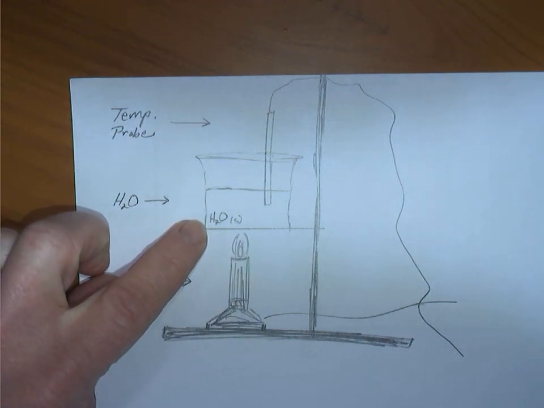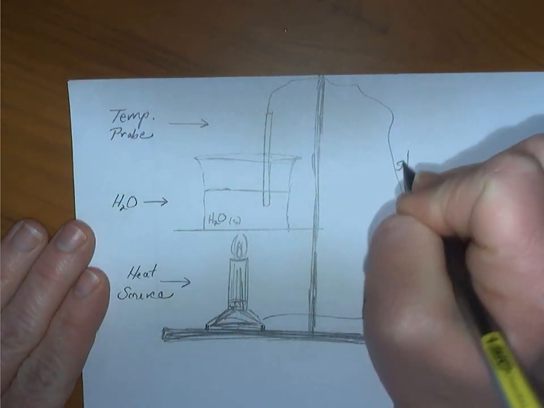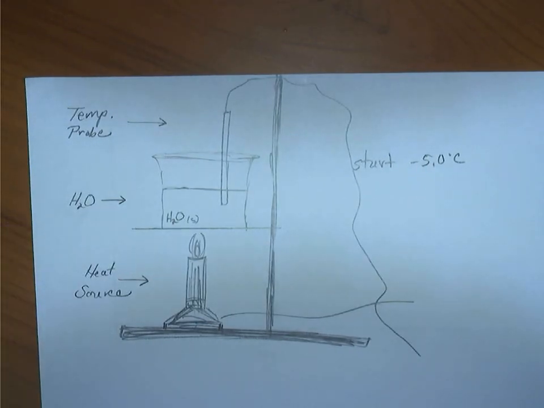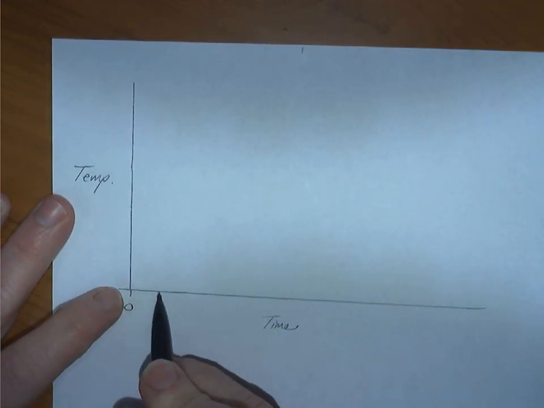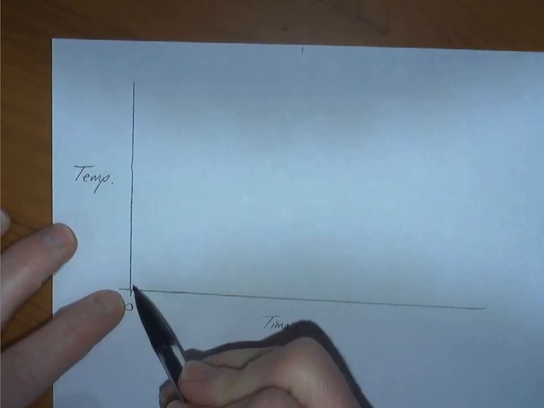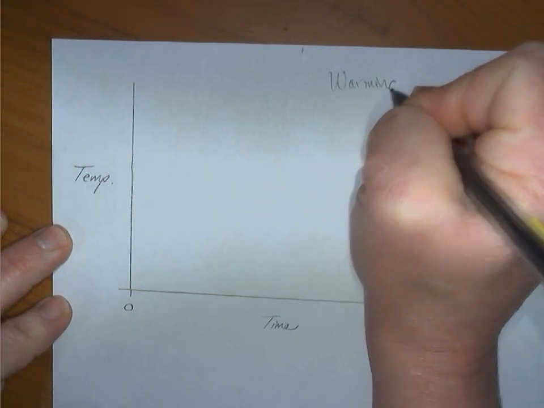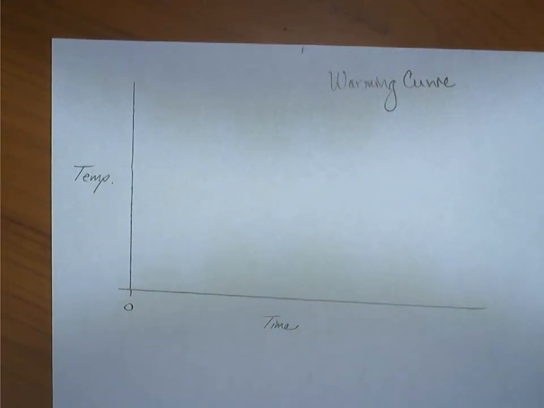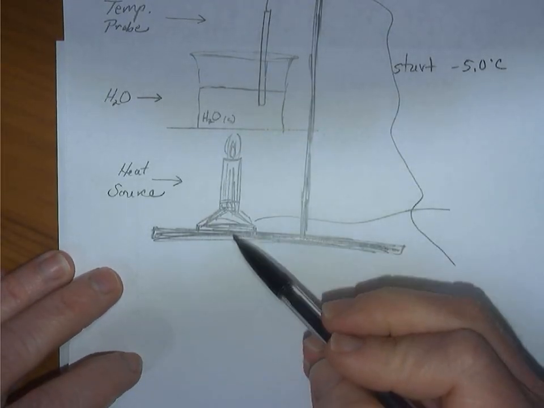Now, I know that the freezing point of water is 0. So I'm going to start at a temperature, why don't we say at negative 5 degrees Celsius. And what we're going to do is we're going to monitor, maybe take the temperature every 30 seconds and then graph this. And what this graph will end up creating for us is what we call the warming curve. Now, why do we call it the warming curve? Because we are monitoring temperature change as we are applying heat.